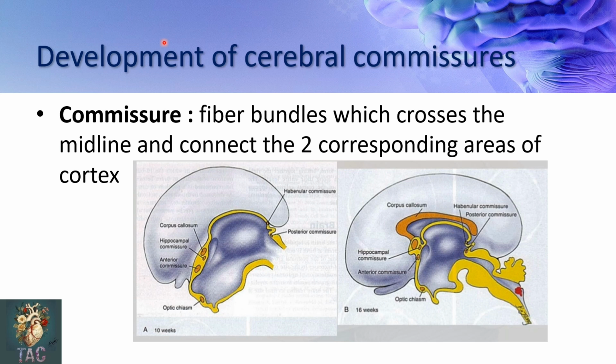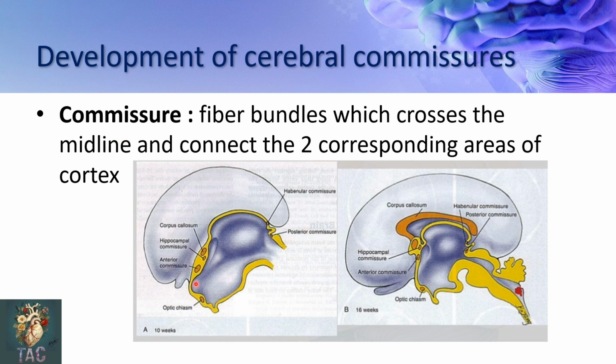So now we move on to the cerebral commissures. What are the commissures? These are actually fiber bundles which cross the midline and connect the two corresponding areas of the cortex. So please remember, this is one of my favorite questions in your exam. So whenever you come to me for your exam, you must know what is a commissure.